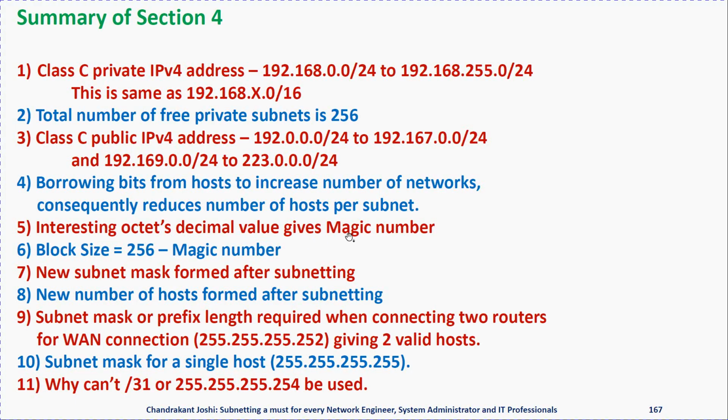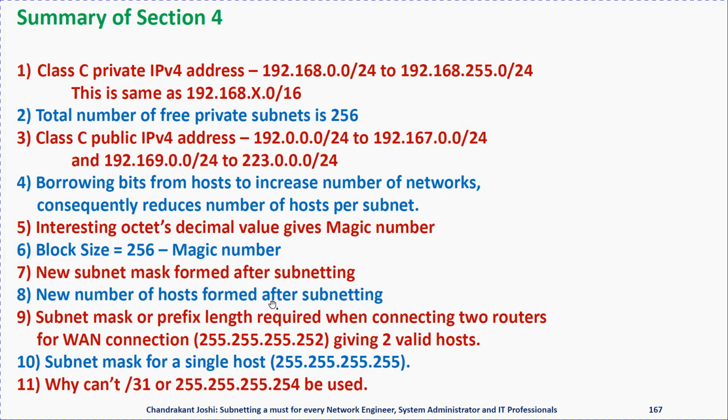Interesting octet's decimal value gives magic number. Block size is equal to 256 minus magic number. The new subnet mask formed after subnetting. So from this value we get the new subnet mask. How many bits have been borrowed? So based on number of bits borrowed, we get the binary of that particular interesting octet, and from that binary we find the magic number, and then we find the new subnet mask for the new subnets. All the subnets will have the same new subnet mask.